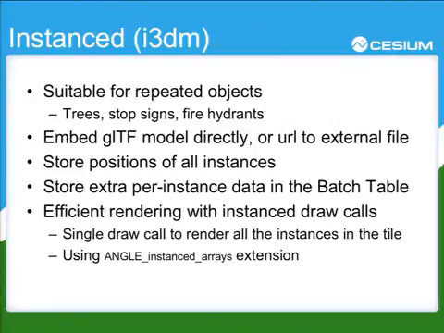And like the buildings, we want it to be as fast as possible. Our goal is to have a single draw call per tile. The way we do this is we utilize the instanced arrays extension for WebGL. So even though a single tile has, I don't know, hundreds of trees in it, it's one draw call in terms of WebGL.